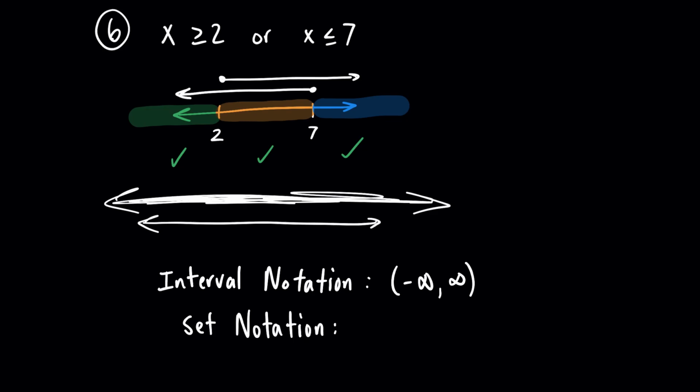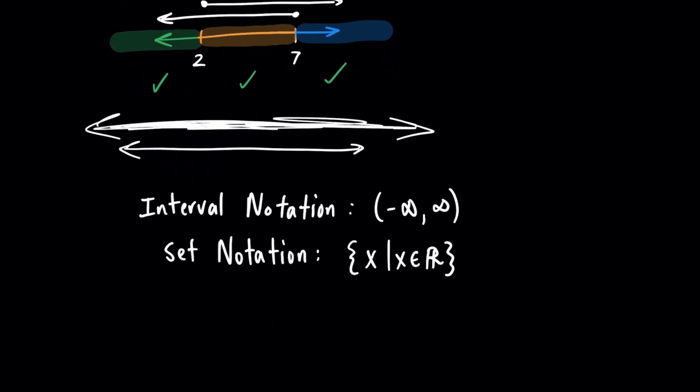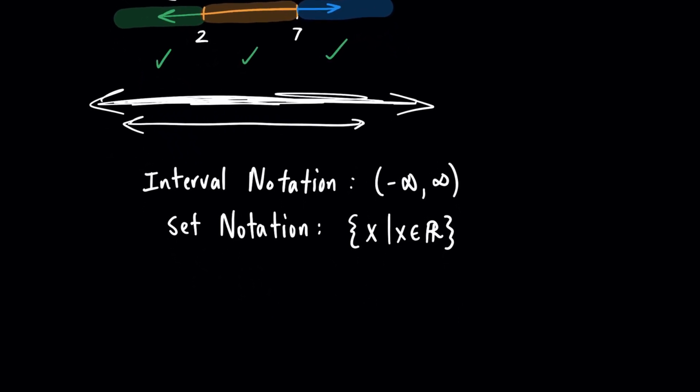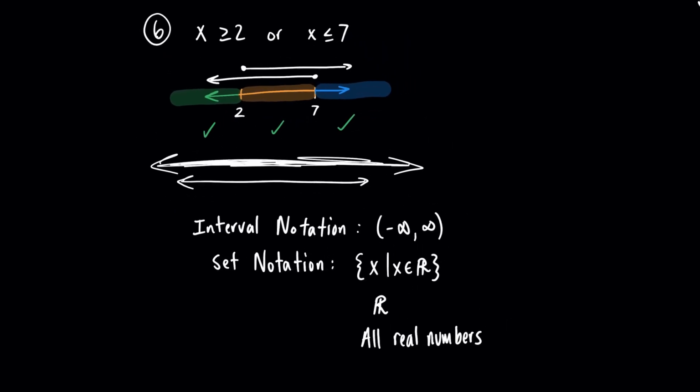For set notation, it depends on who you talk to. Some people will put the set of all numbers x such that x is in the real numbers, which is basically just saying all real numbers. Some people might just put all real numbers, which is the bold-faced R, which is basically just an R with an extra vertical line going through it. Some people will literally write all real numbers. Okay? And that's about it.